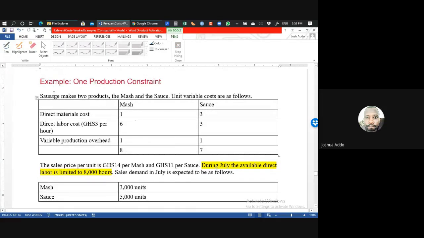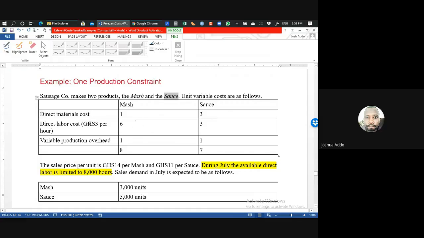Sausage company makes two products, the mash and the sauce. Unit variable costs are given as follows. Direct material cost: mash is 1 cedi, sauce is 3 cedis. Direct labor costs: mash is 6 cedis and sauce is 3 cedis.